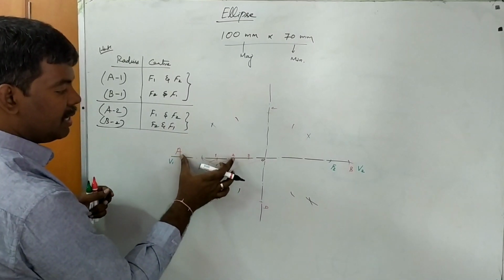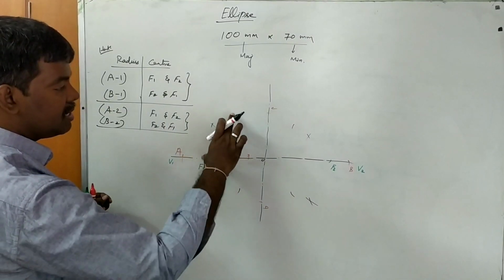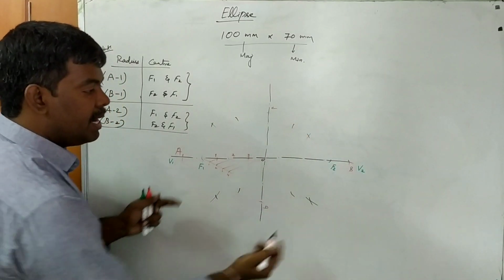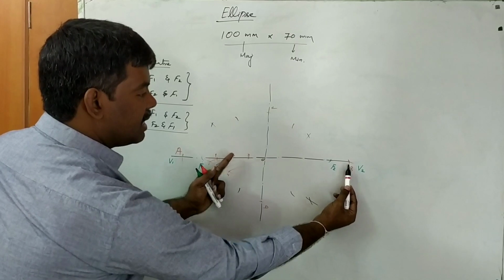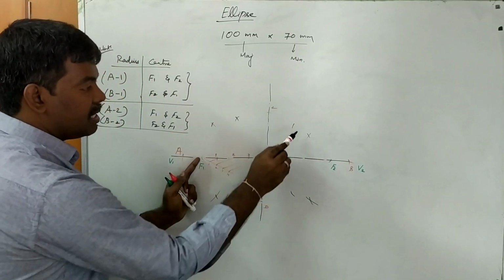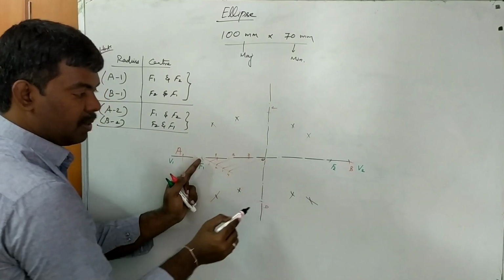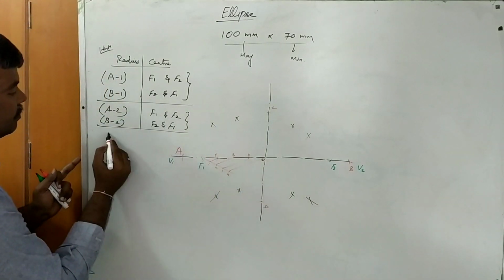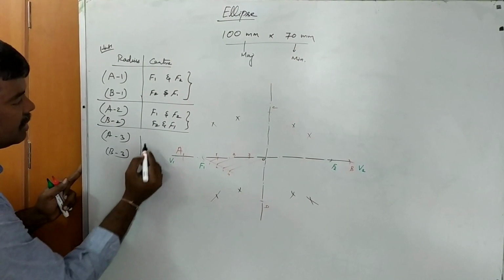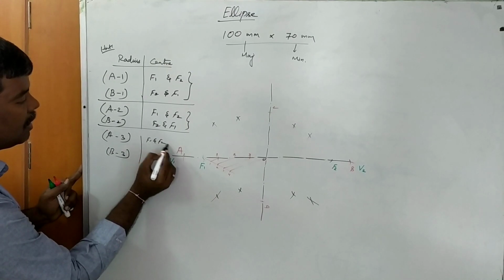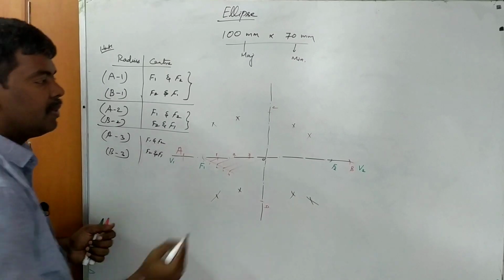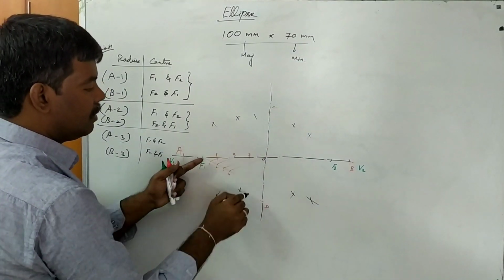So first A to 2 as the radius, F1 as the center, two sides arc, same F2 as the center, two sides arc. Next, B to 2 as the radius, F2 as the center, intersect arc on that previous one, same radius, F1 as the center, intersect arc on that previous one. Like that, A3, B3, same, F1 and F2, F2 and F1.